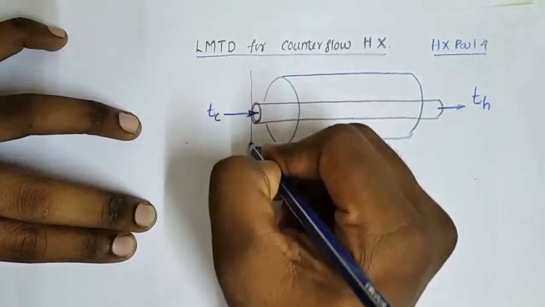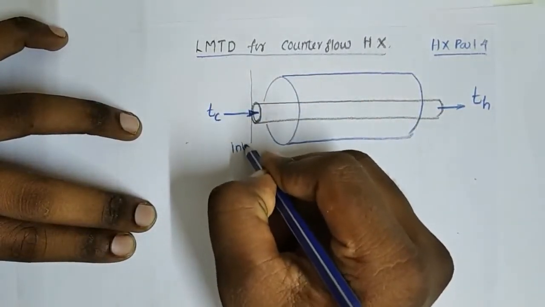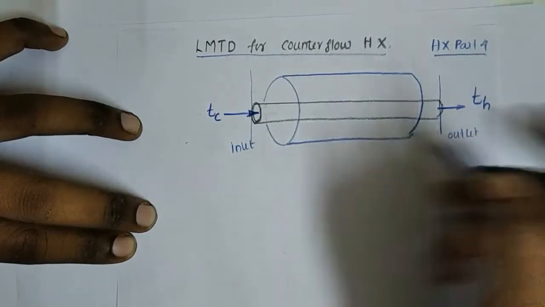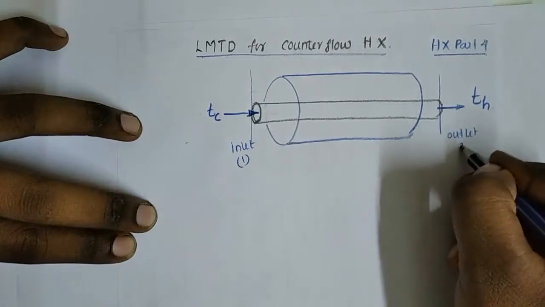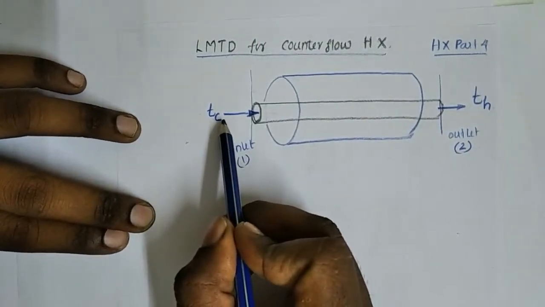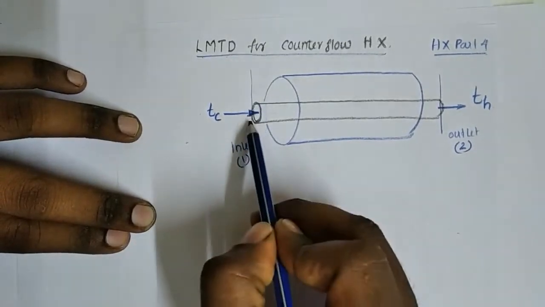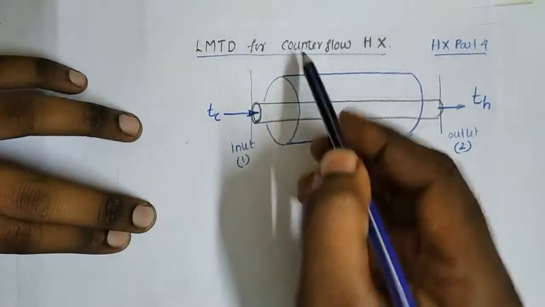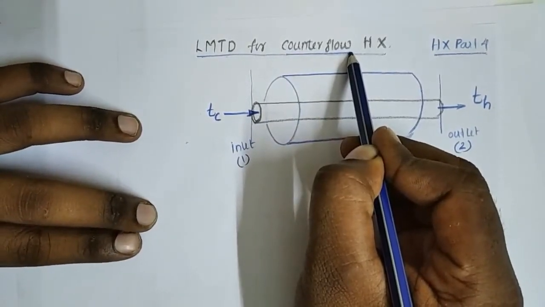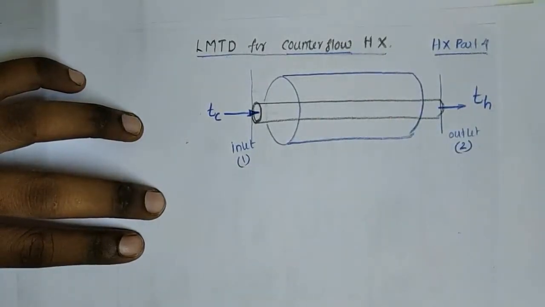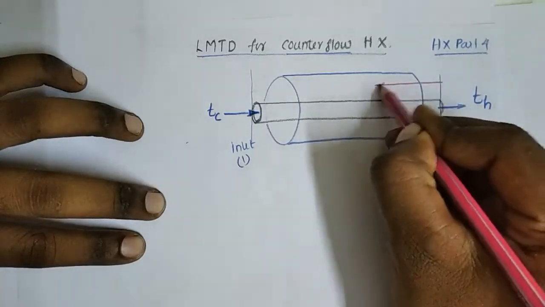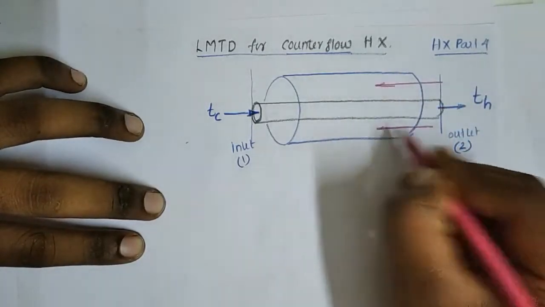This is the inlet side, and this is the outlet. This is denoted as 1, and this is denoted as 2. Here the cold fluid passes from the left end to the right end. As the name indicates, in a counterflow heat exchanger the two fluids are flowing in opposite directions. That means in this case the hot fluid will pass in the opposite direction.